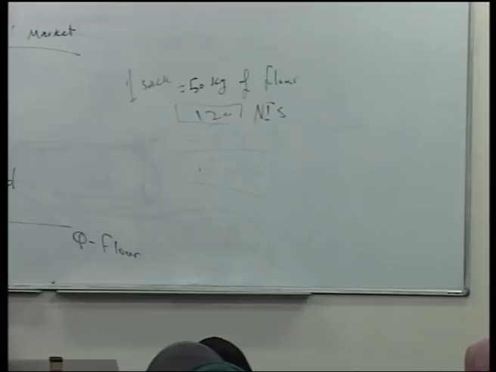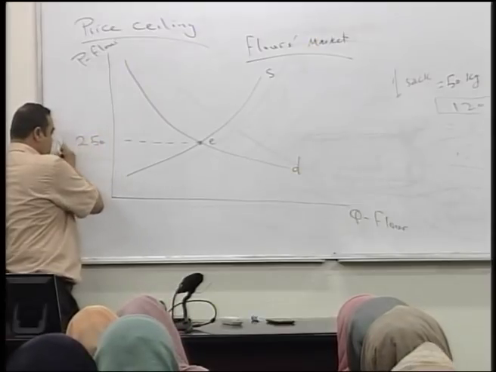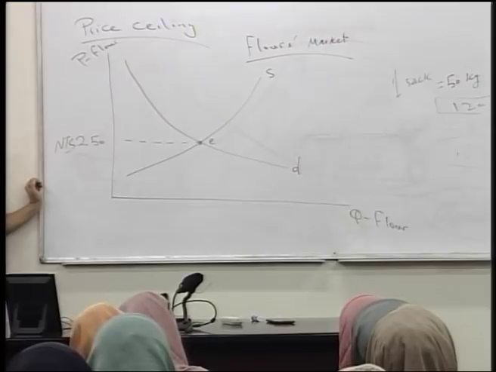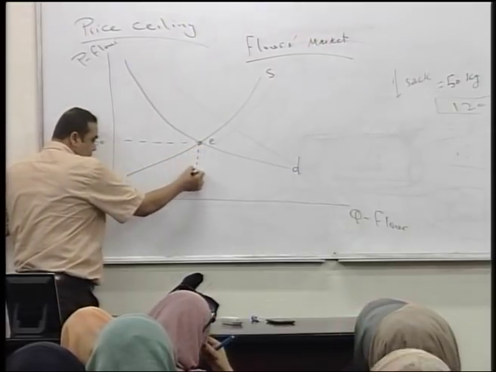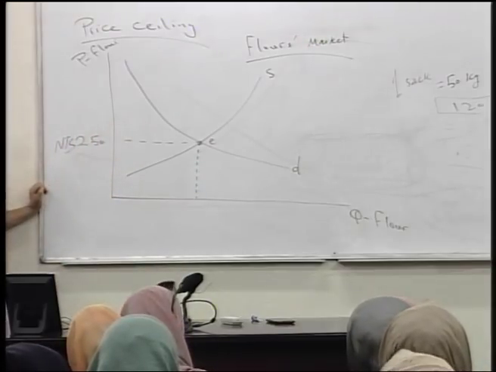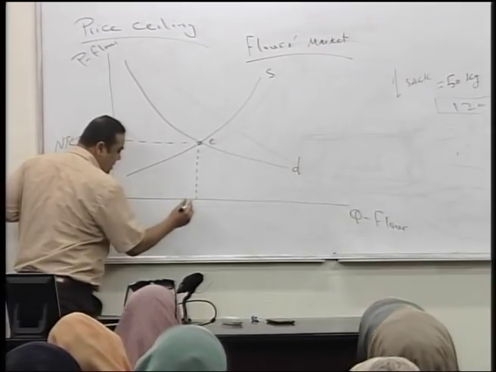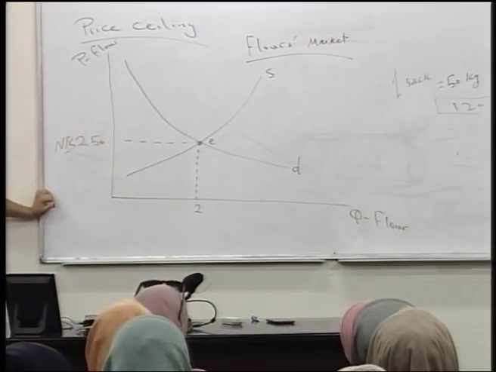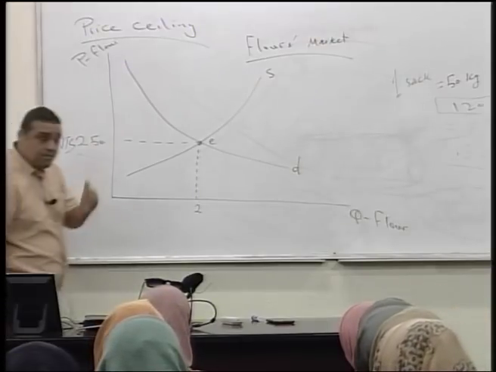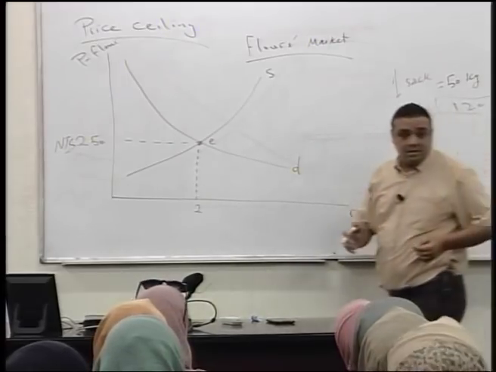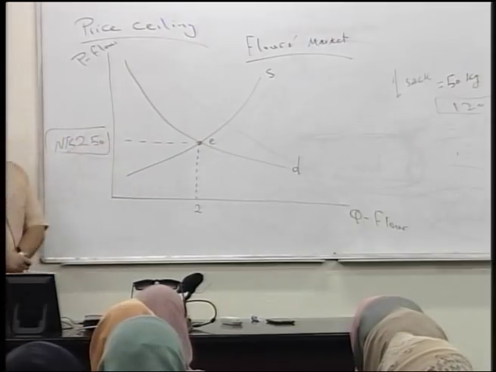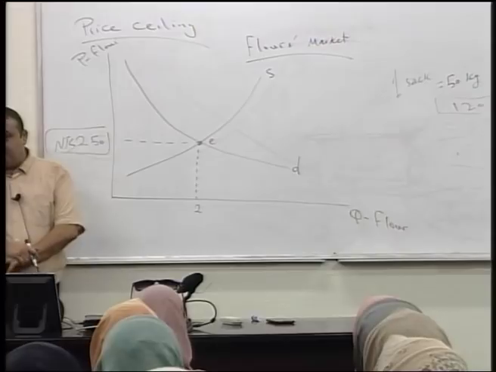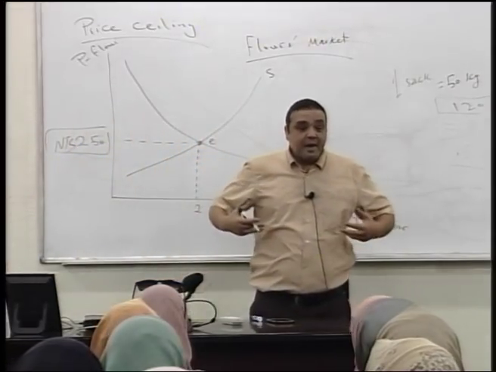Now, let's assume that the price in the market, the price per sack of flour, equals 250 shekels. This is the equilibrium price, and per family or per capita consumption of flour is 2 sacks of flour a month. What do you see? The price is so high, and the consumer cannot buy this product. And it's necessary for the consumers and they cannot give it up.